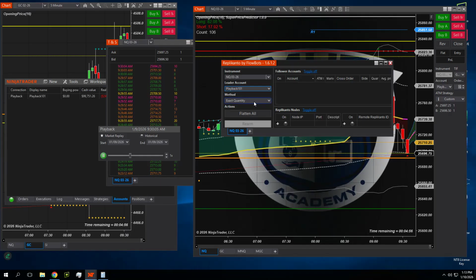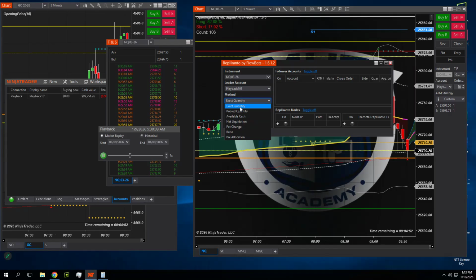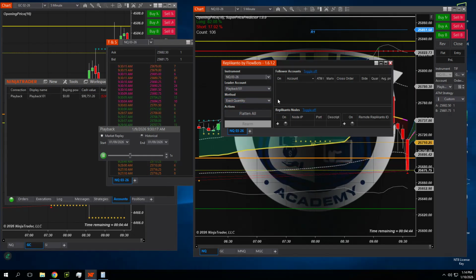And you can put the method on exact quantity. You can do pooled, available cash, whatever you want to use. I just use exact quantity. And all your accounts will be over here on the side. And you can just go down the line and click what account you want to trade.